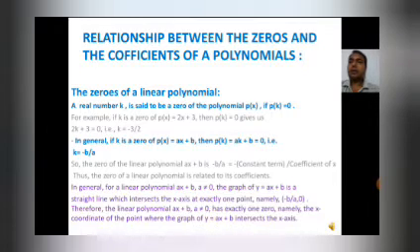A real number k is said to be a zero of the polynomial p(x) if p(k) equals 0. For example, if k is a zero of p(x) equals 2x plus 3, then p(k) equals 0 gives us 2k plus 3 equals 0, that is, k equals minus 3 by 2.